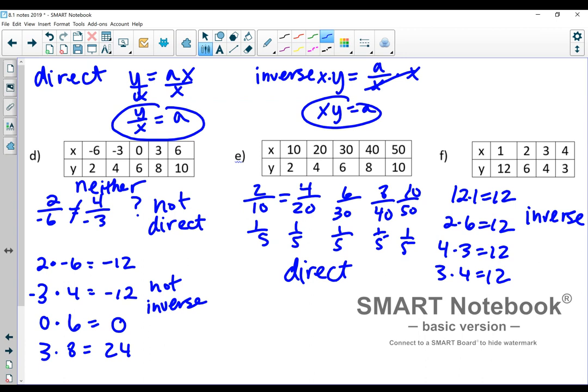And you could see on that first one, when we checked the first two parts in our table, it looked like it could be inverse. We had to keep going. So you're really going to have to check all of them.